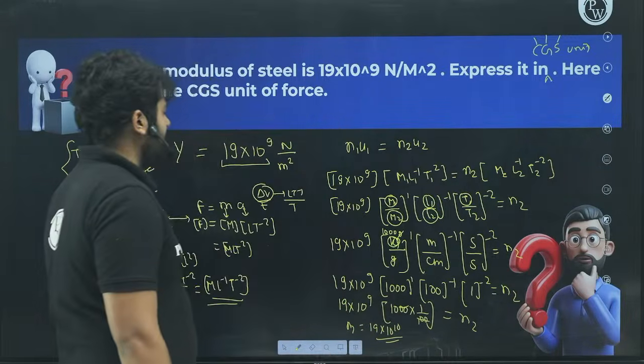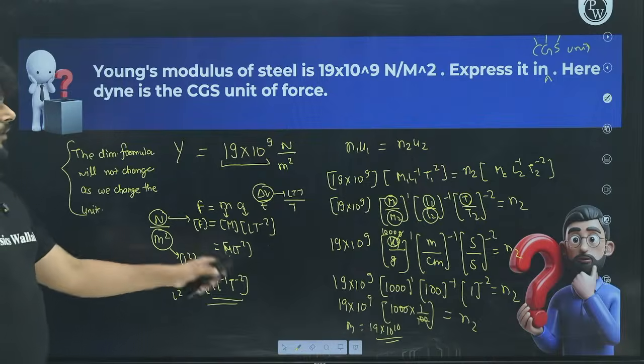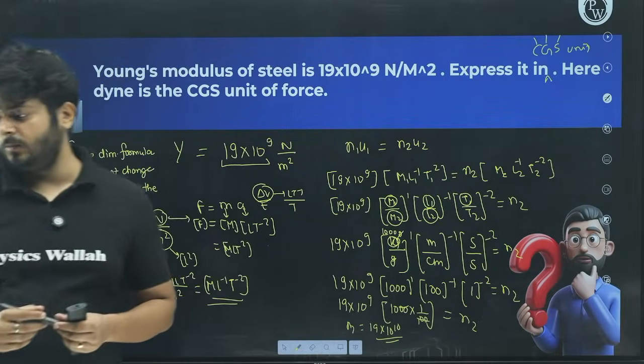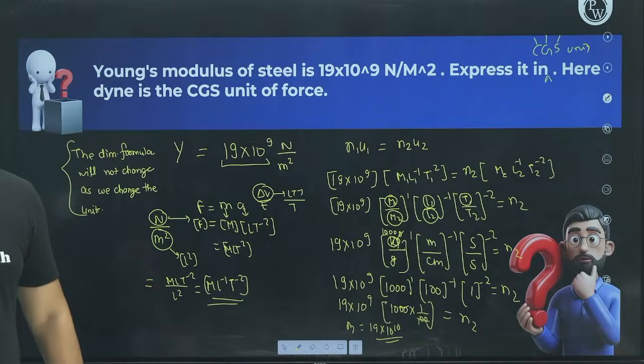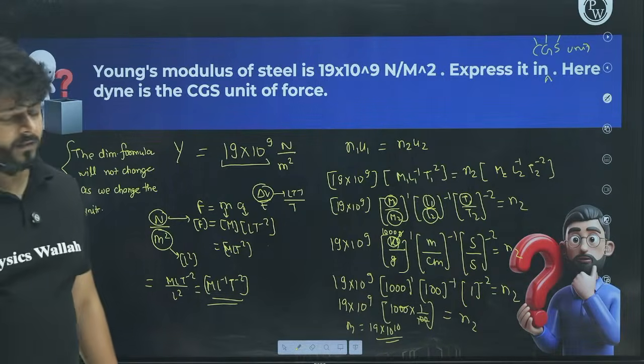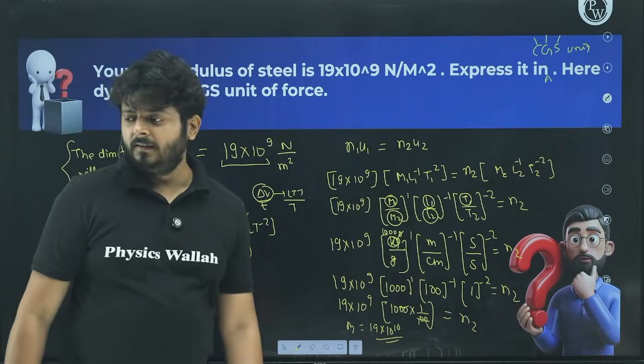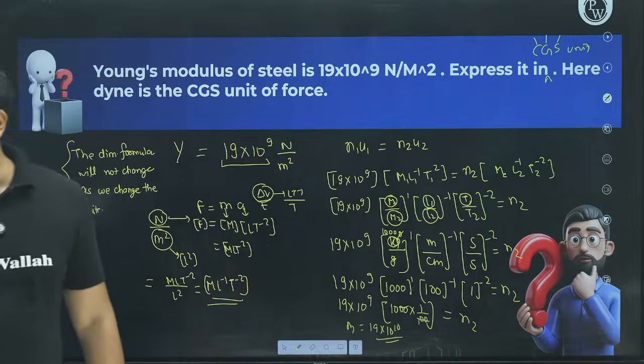I hope the idea is very, very clear, right? So this is how you convert from one system of units to another system of units. Any problem with this part? I hope the idea is very, very clear.